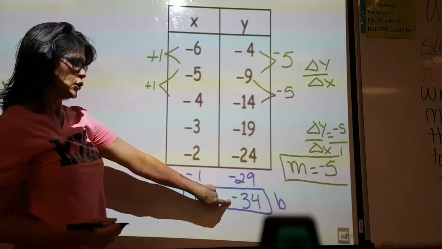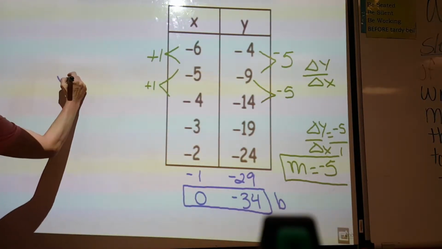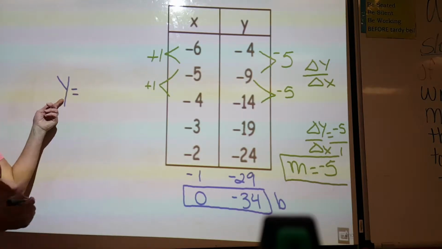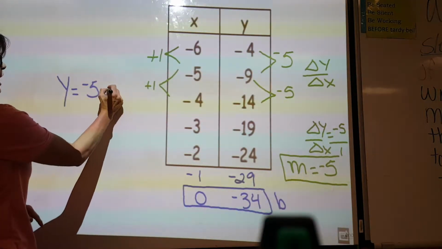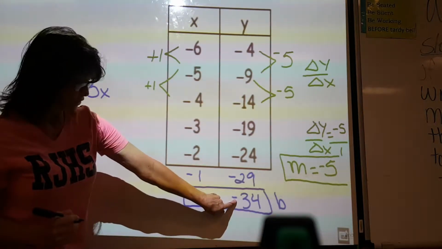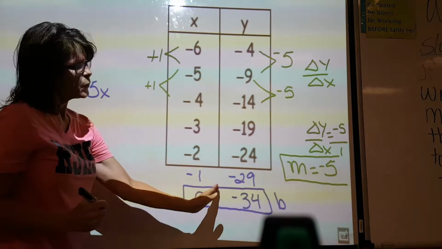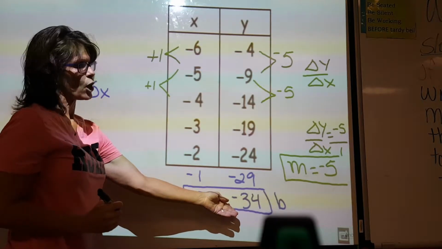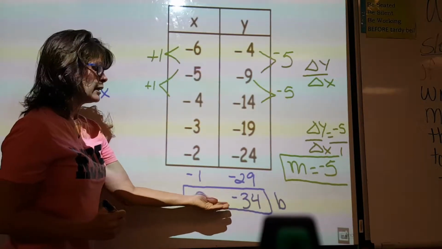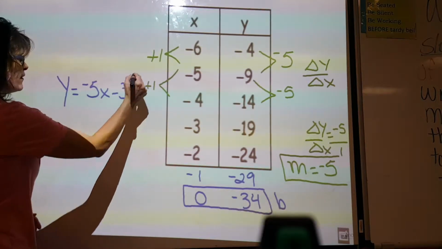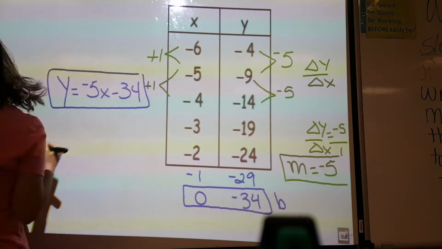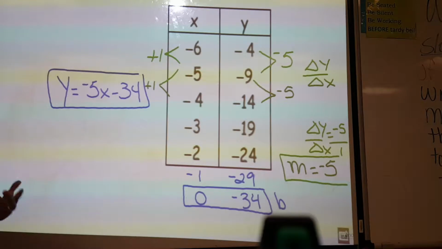My b is -34. So it turns out that my equation is y equals my slope, -5x, and this is -34, so plus -34, but that's awkward, so we're just going to say subtract 34. And this is going to be my equation. And it is really easy to make mistakes, so I always use my calculator to check.